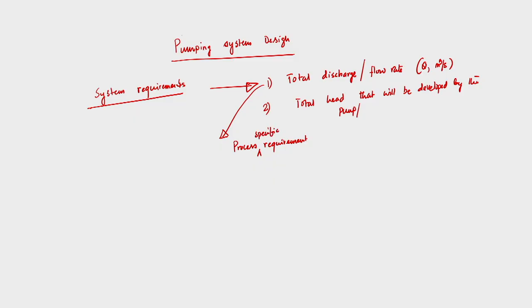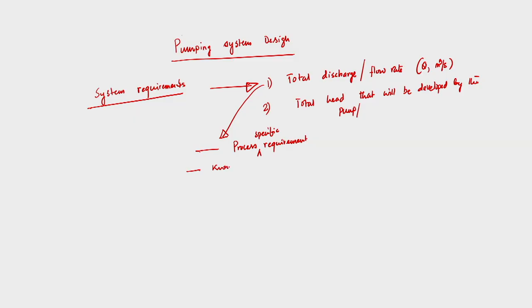This is total discharge. Someone should know, and that should be supplied to the pumping system design engineer by the process people. So, this total discharge or flow rate information should be supplied to the pumping system design engineer by the process people, because this is a process specific requirement. It varies from process to process. Knowing the total discharge is very important.